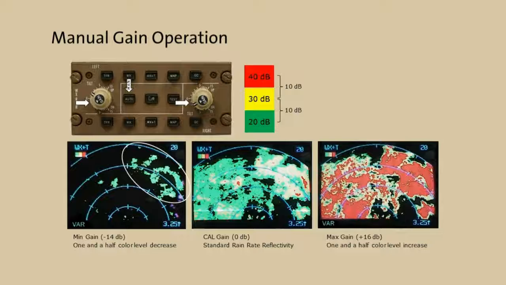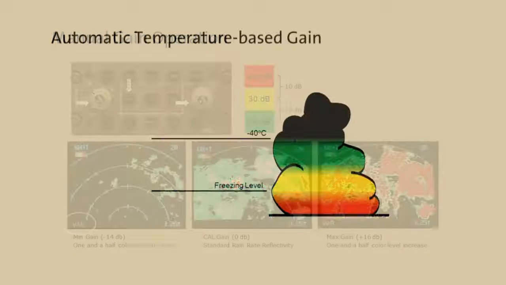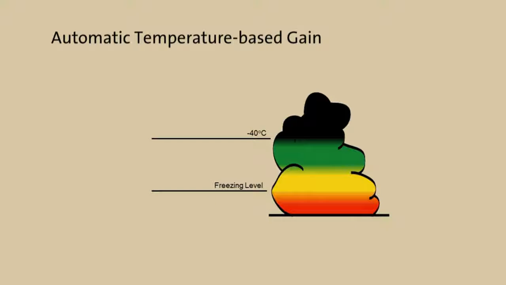Min gain should be used for momentary weather evaluation only, and then the gain should be returned to the cal gain position in order to avoid underrepresenting the thunderstorm threat. VAR will be displayed on the ND below the tilt code when the gain is in any position other than cal. Now let's explore gain in auto mode.